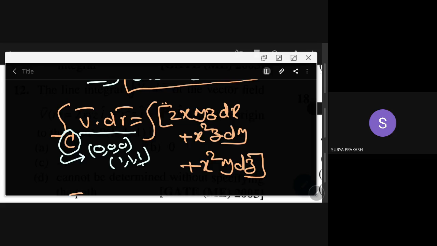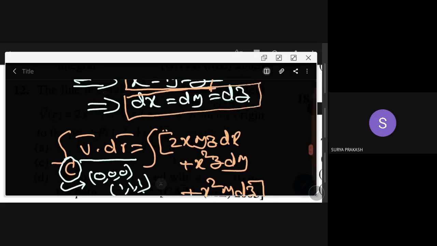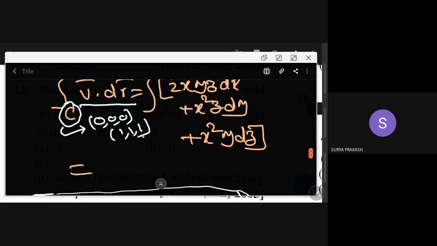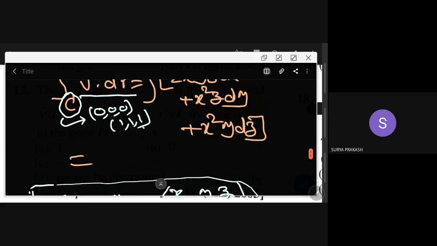That is the reason we are using the line joining 0, 0, 0 and 1, 1, 1. The relationship is x is equal to y is equal to z, and so dx is equal to dy is equal to dz. So that is the reason here why we are doing like that.